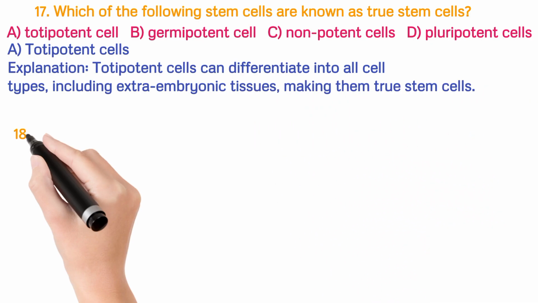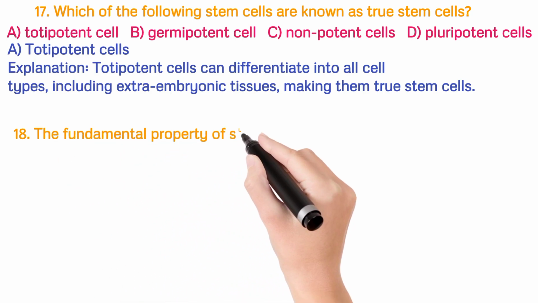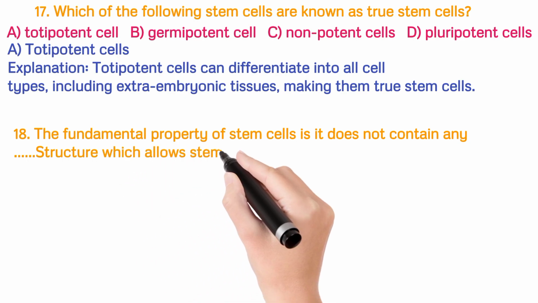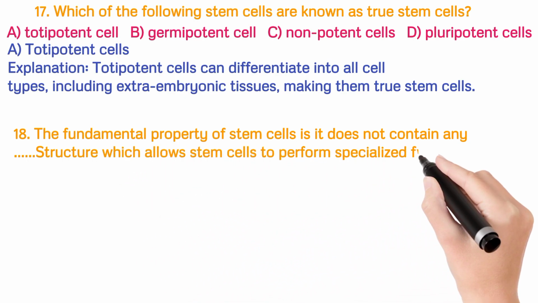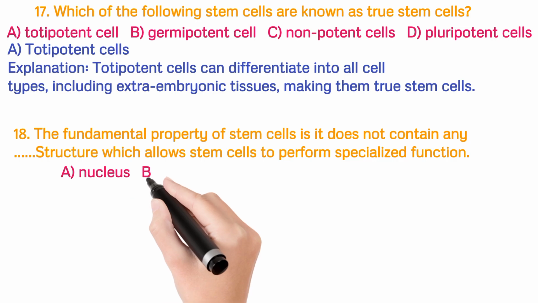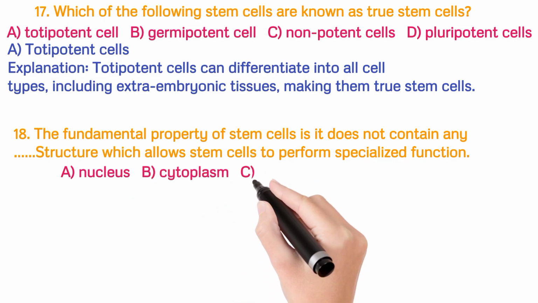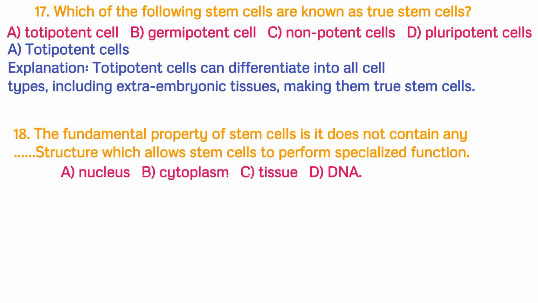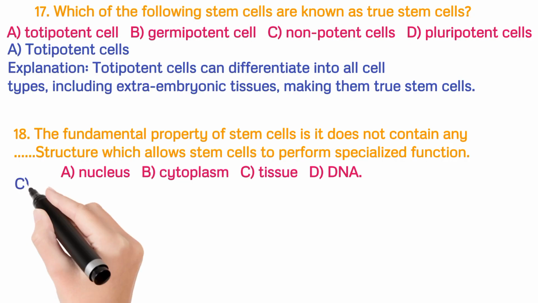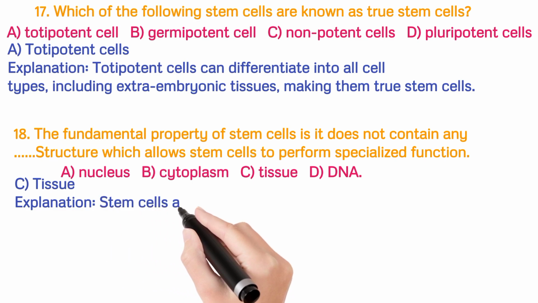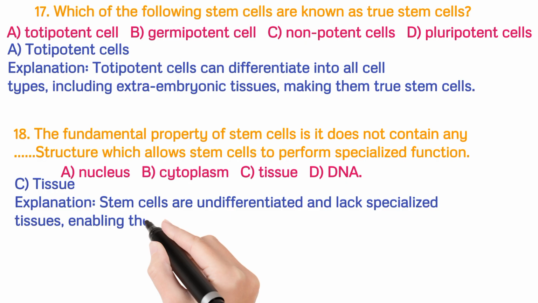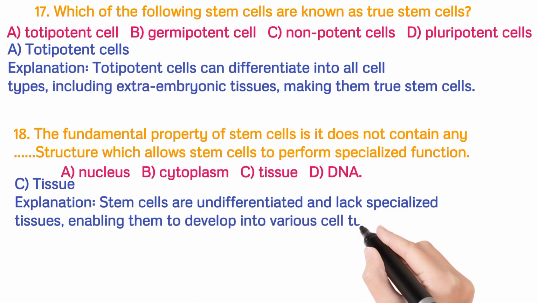18. The fundamental property of stem cells is it does not contain any structure which allows stem cells to perform specialized function. A. Nucleus. B. Cytoplasm. C. Tissue. D. DNA. And the correct answer is C. Tissue. Explanation: stem cells are undifferentiated and lack specialized tissues, enabling them to develop into various cell types.